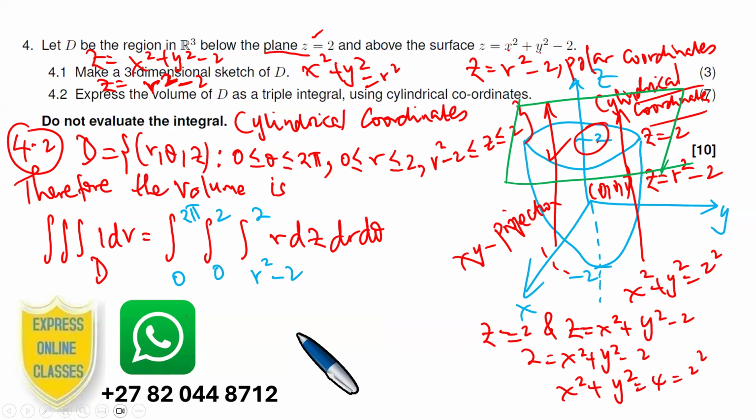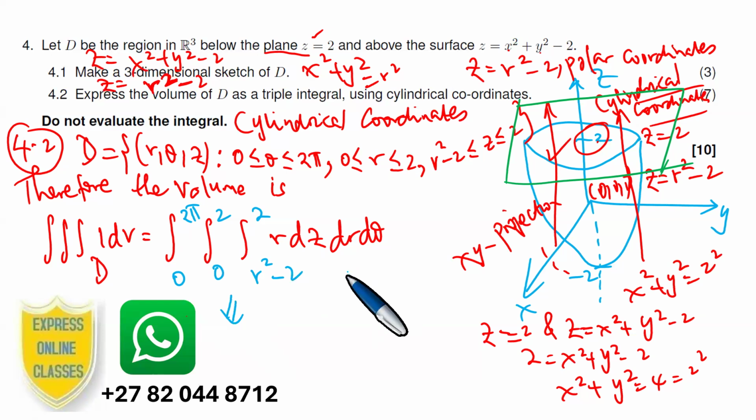Exactly like that. But now they said do not evaluate the integral. Just write it exactly that way. If they say you don't have to evaluate the integral, it means you don't have to transform x squared and so on into r cos theta and the like. Do not evaluate means stop here, don't integrate this, because you would have to integrate with respect to z and substitute the limits of integration. But they're saying don't do it.